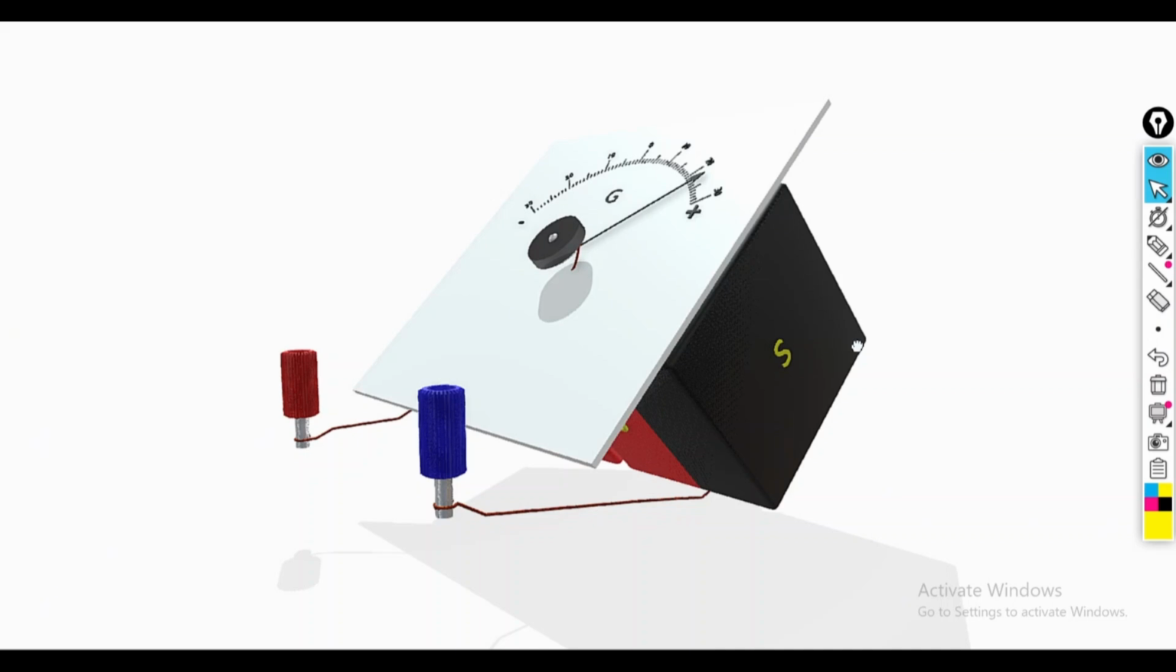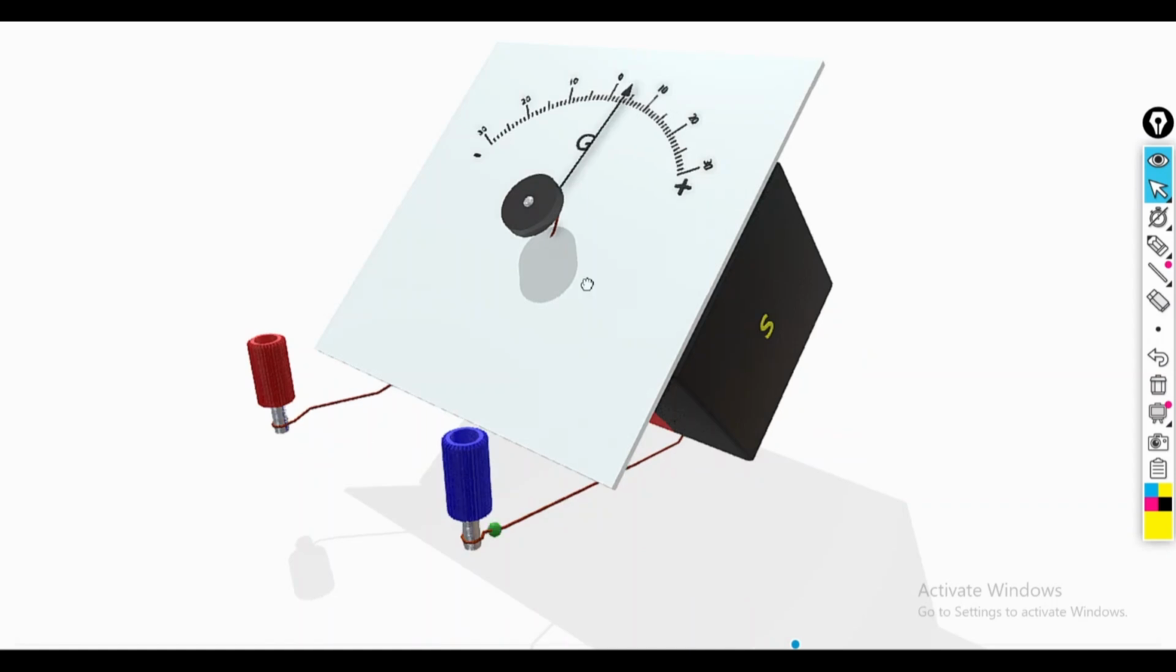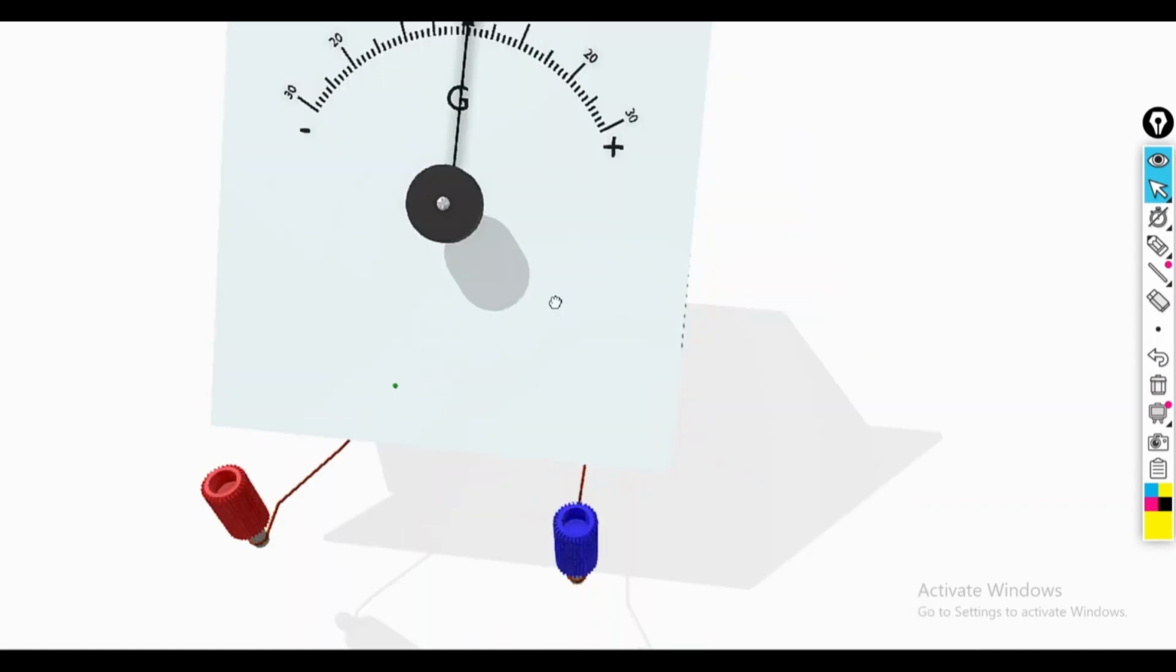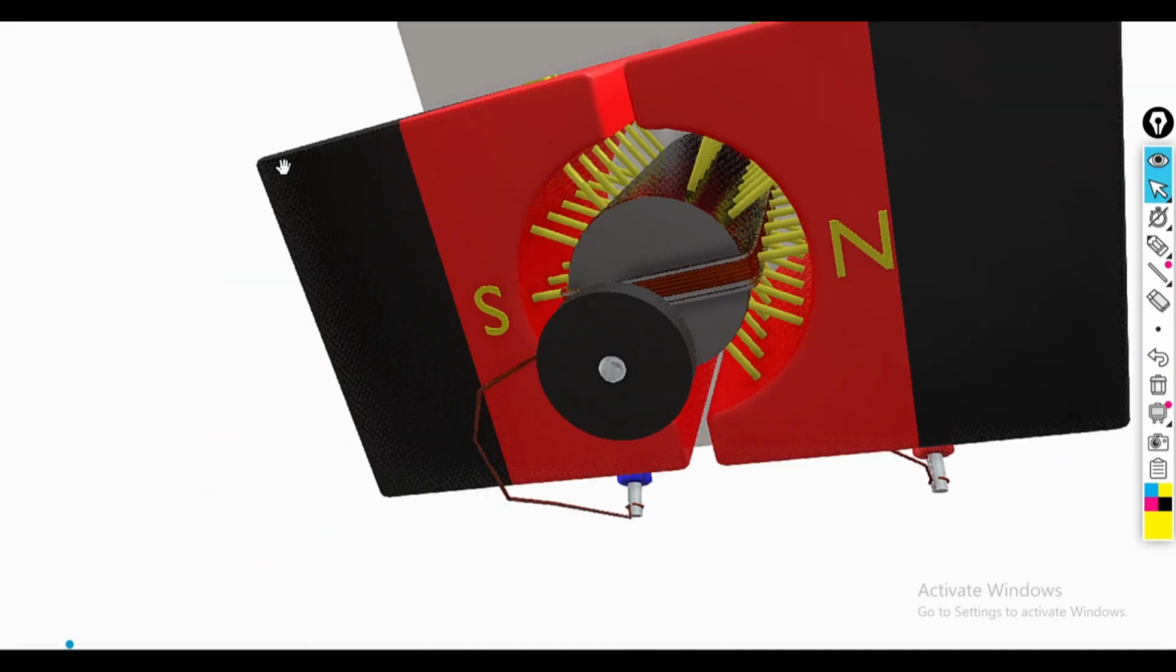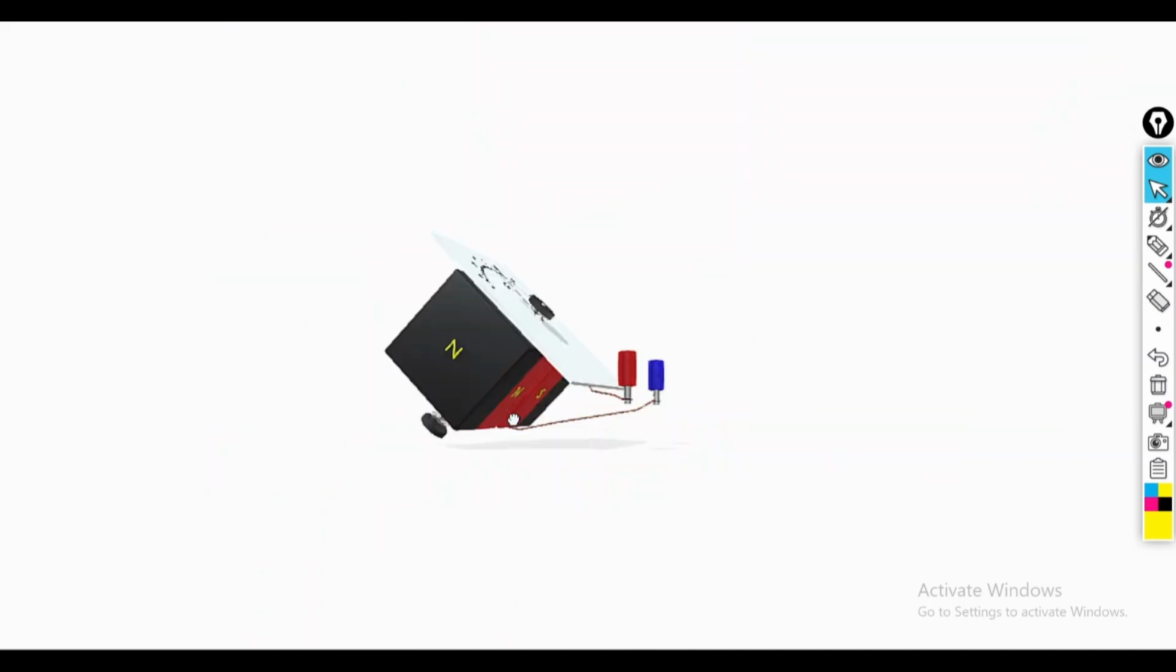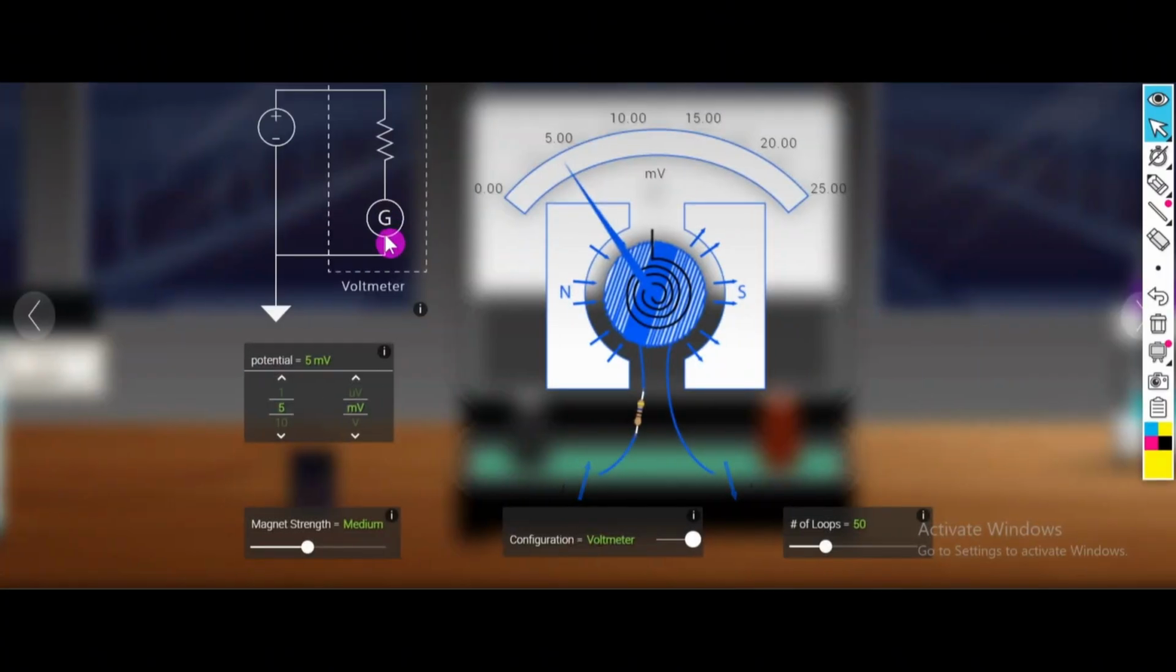In this lecture, we will discuss the voltmeter, and the voltmeter is actually the modified form of the galvanometer. In the previous lectures, we discussed the construction and working principle of the galvanometer. Here in this circuit diagram, we have the galvanometer, and if we connect a resistor in series with this galvanometer, then we will call this galvanometer a voltmeter.